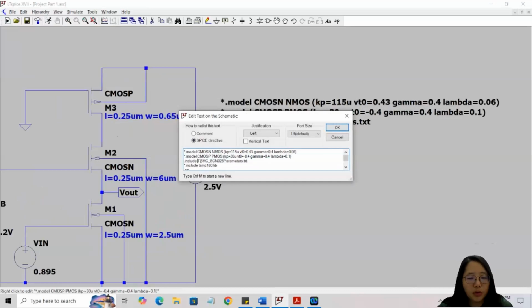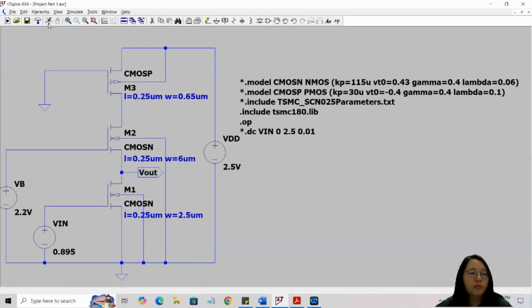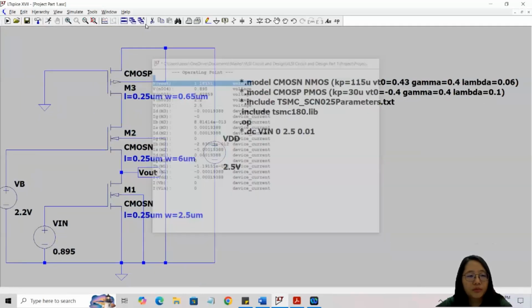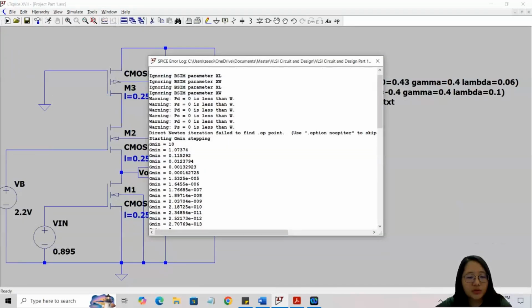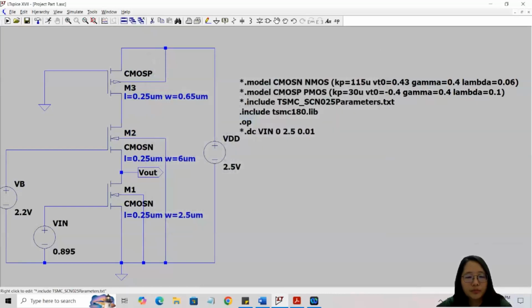Lastly, I will do the simulation for TSMC 180. This one is the operating point for TSMC 180, and this one is the VL. And then this one is the SPICE error log. Then we can get the ID, VGS, and VDS for M1, M2, and M3, and then we can calculate the operating region for M1, M2, and M3.